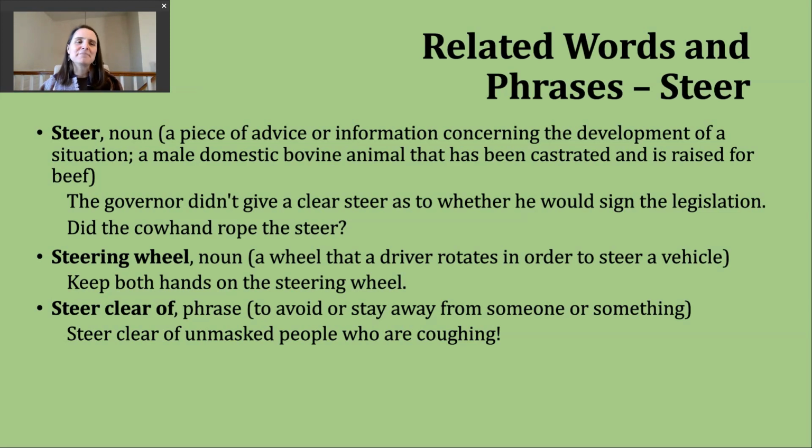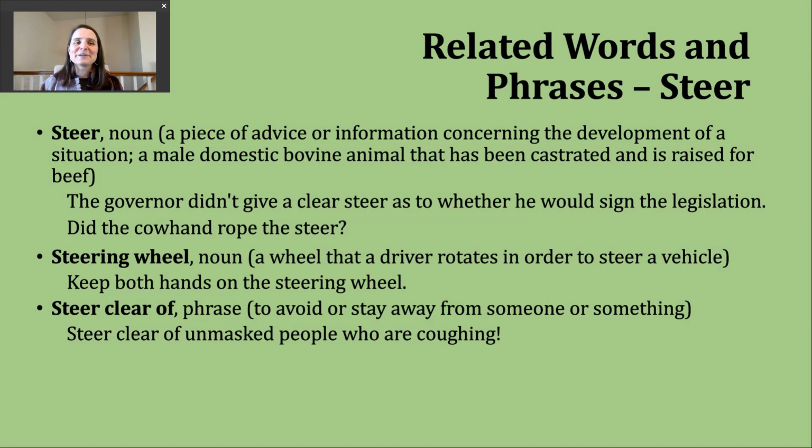An example of this might be, the governor didn't give a clear steer as to whether he would sign the legislation. So he did not give information. He didn't give an update. Might be another way to express this particular idea.